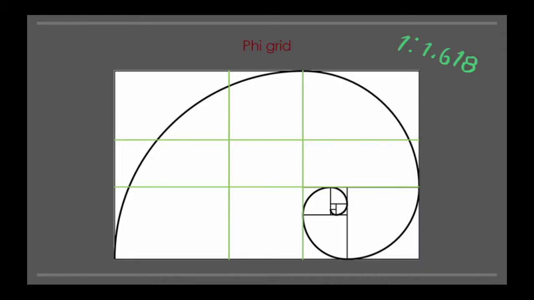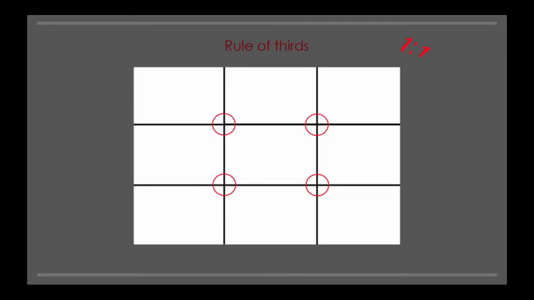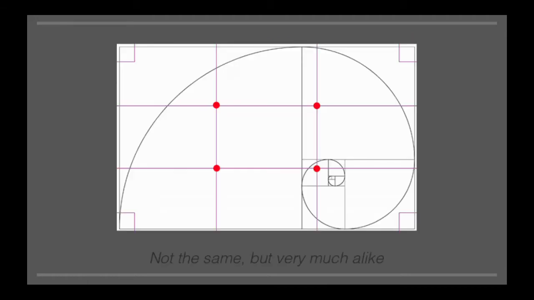Now this phi grid may look very similar to the rule of thirds, which you may have already heard about. In the rule of thirds, you break your image into 9 rectangles of the same size. The idea is that in these lines you can align the subject of your image, with those 4 intersections or points being the main focal point of any image. If we put them side by side, you can realize that they are not the same, but they are very similar, and in fact are used for the same purpose.